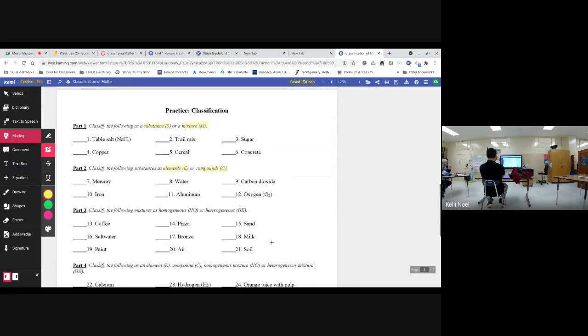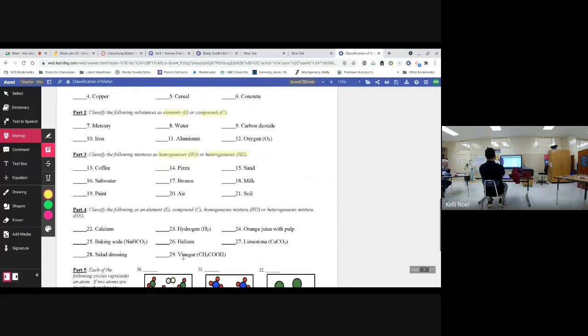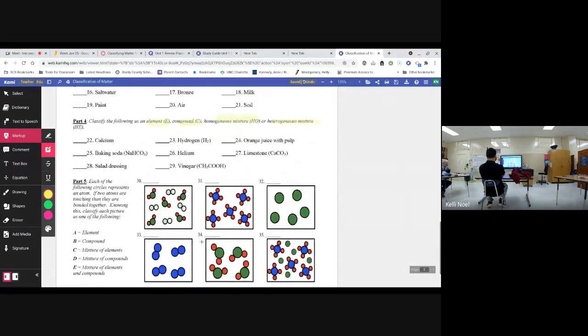All right? Here, homogeneous is going to look like lemonade. It'll be HO. Heterogeneous is going to be HE if you can see the individual pieces or it can settle out. Then you're going to put it all together for this one. So you're going to have some elements, some compounds, some homogeneous mixtures and some heterogeneous mixtures. Now down here, you've got these pictures, and I would just go back to the slideshow and look.